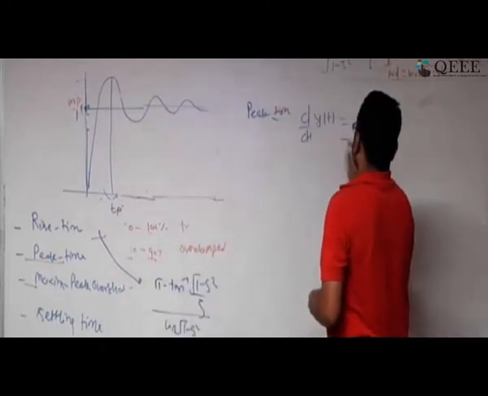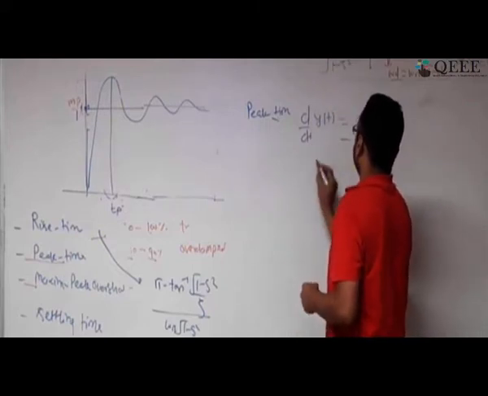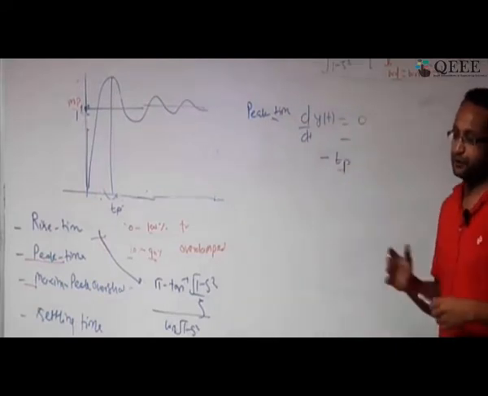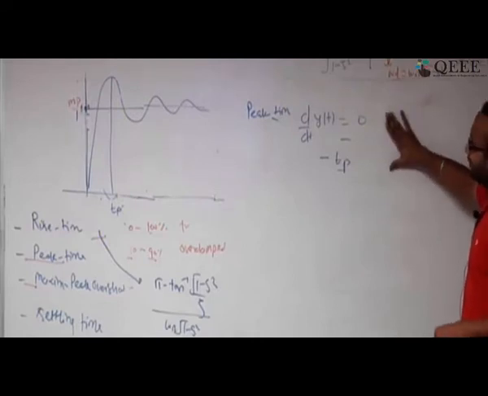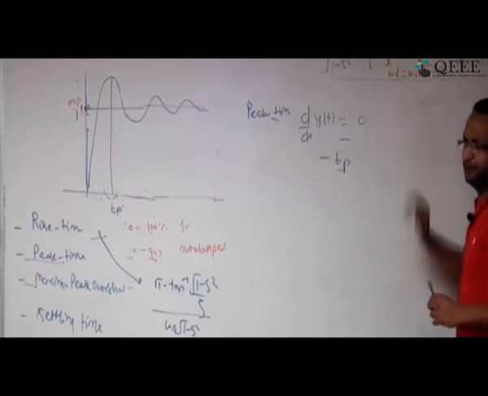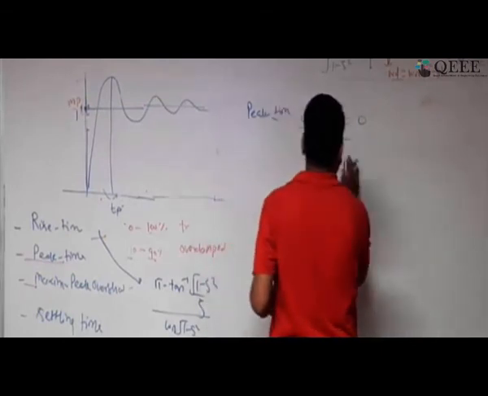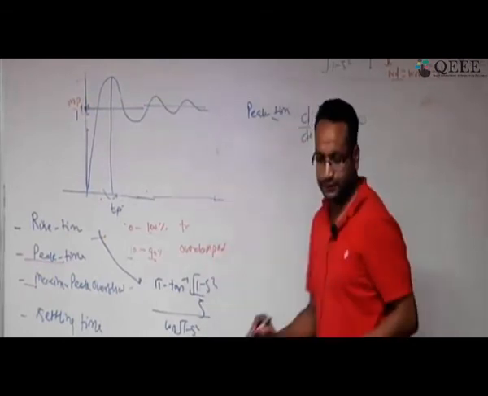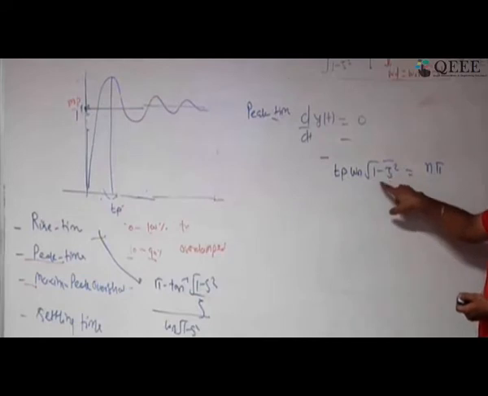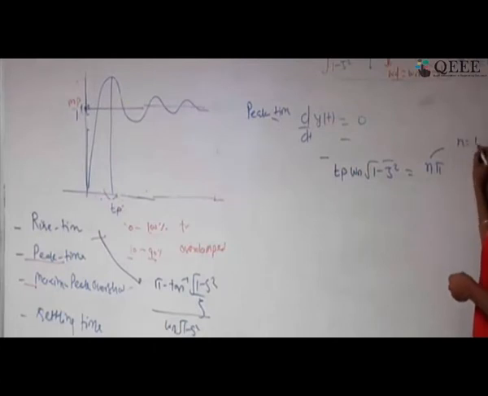So if you differentiate, dy/dt of y(t) equal to 0, and solve whatever response comes, I will get a peak time. Again, this derivative and all is very straightforward. All of you can do it very simply. All of you are good at mathematics. So I am just writing the direct term, and this relation comes. This is my peak time. T_p is going to be omega n into root of 1 minus zeta square equal to n pi. N is some constant, it will vary 1, 2, 3, 4.